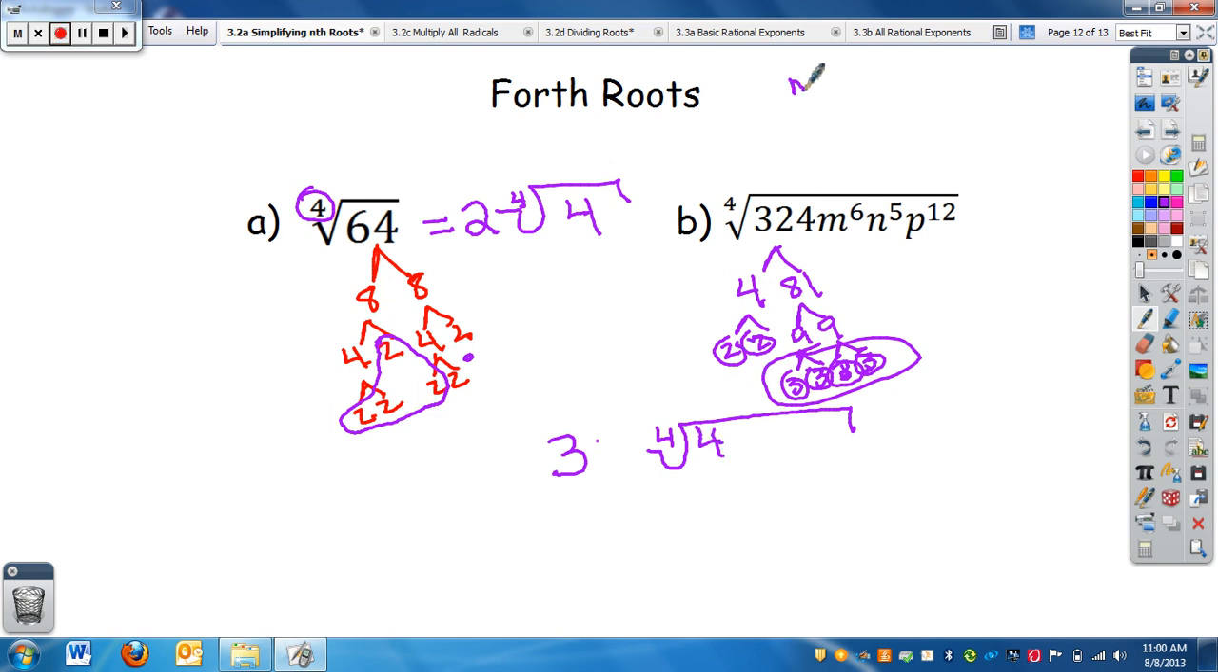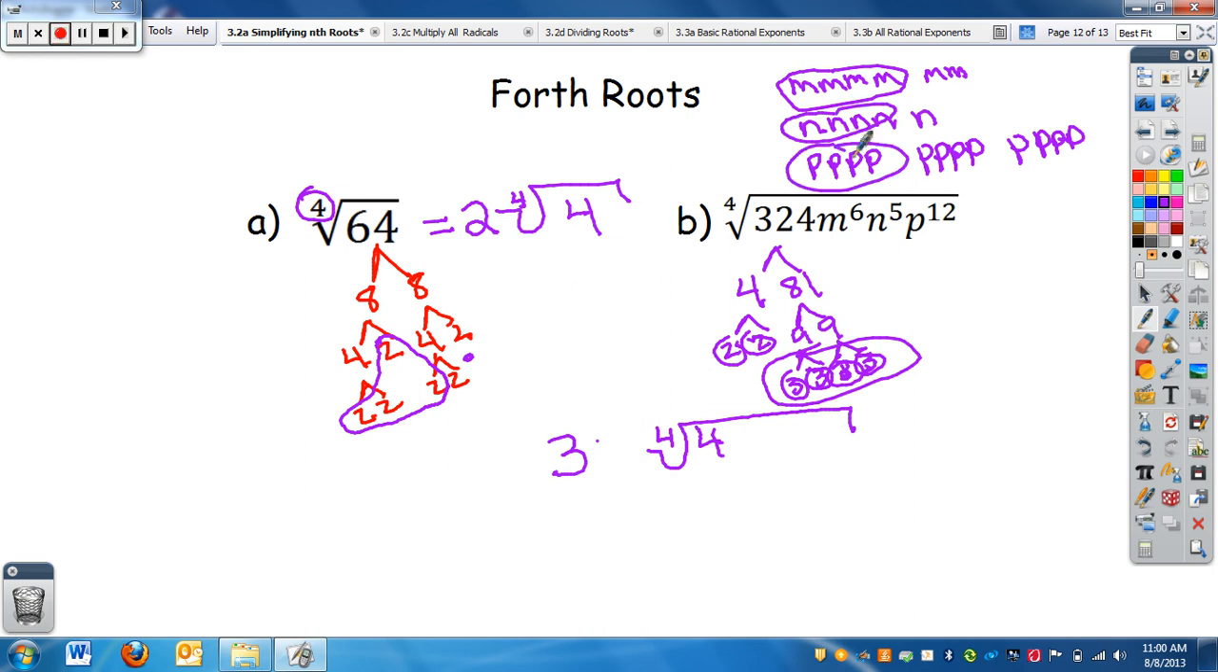And then I have my variables. I have 6 m's, 5 n's, and I like to group them in groups of 4 because it helps me keep track. And 12 p's. So that's 1 set, 2 sets, and 3 sets. Alright, so to go outside, I have 1 m, 1 n, and 3 p's. So p times p times p is p cubed. So I have m, n, p cubed. And who got left? I have 2 m's that got left inside, and then 1 n.